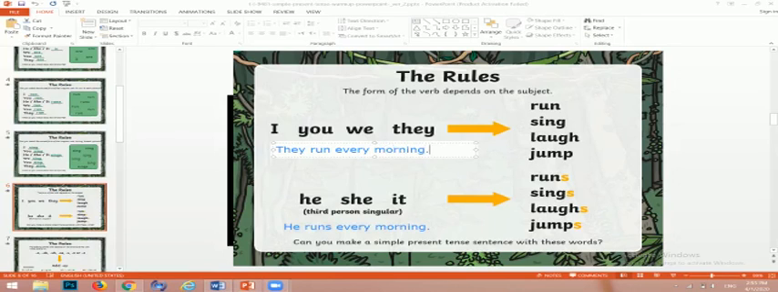What about he, she, or it? These three are called third person singular. Here we change the verb. The first rule is that we add S only. Like he runs, she sings, it jumps, he laughs.